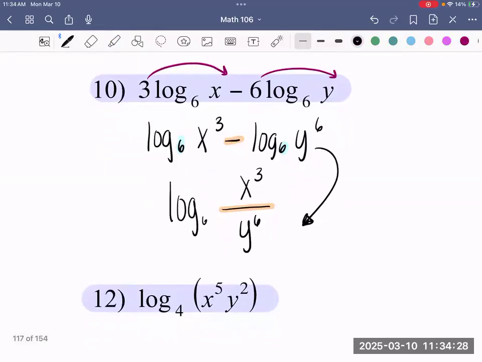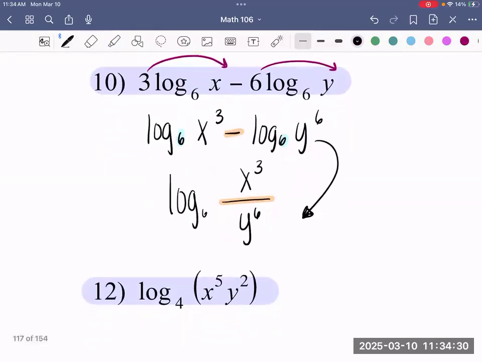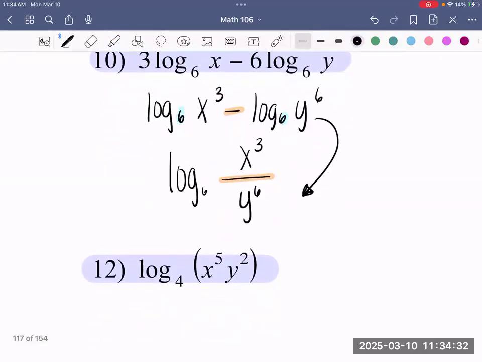Now, when it comes to breaking them down, we have to figure out what's the primary operation between the two. So here in number 12, you have x to the 5th times y squared. So that multiplication symbol turns into an addition symbol.